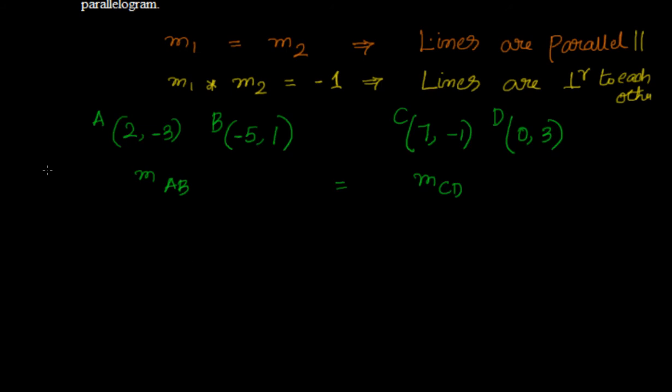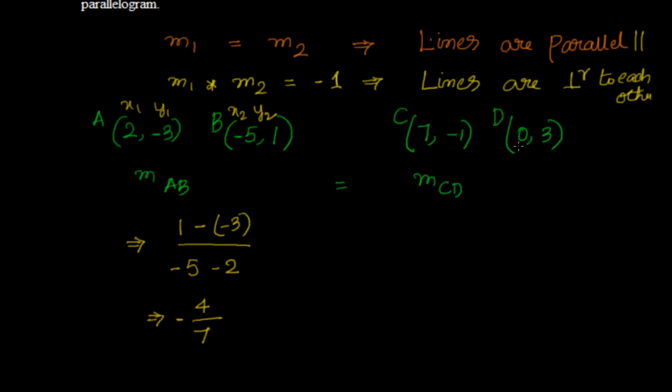So let's find out the slope of AB first. Slope of AB goes by the formula x1, y1, x2, y2. Slope is always change in vertical distance divided by change in horizontal distance. That's nothing but delta y by delta x: y2 minus y1, so 1 minus of minus 3, by x2 minus x1, that's nothing but minus 5 minus 2. This is nothing but equal to 4 divided by minus 7. So minus 4 by 7.